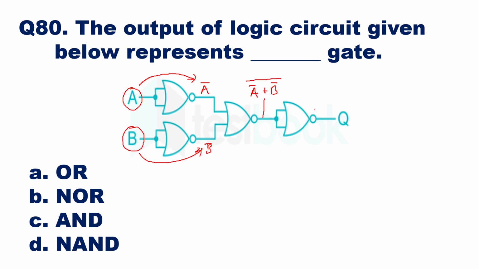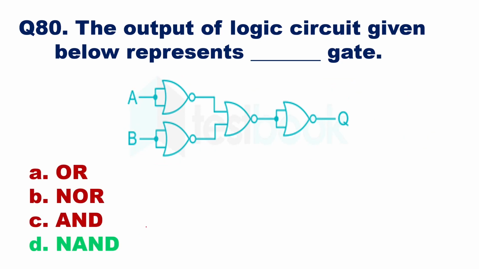And then here again it is inverted, so you will get A bar plus B bar the whole bar with one more bar. Those both bars will get cancelled and what we will get is A bar plus B bar, and A bar plus B bar is nothing but A into B whole bar. This is nothing but the output of a NAND gate. So option D will be the right answer, that is NAND gate. So the output of the logic circuit given below represents a NAND gate.